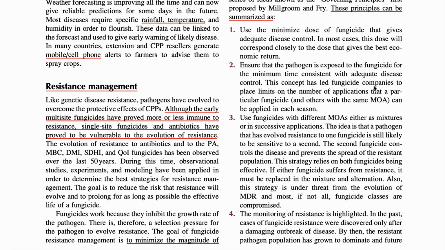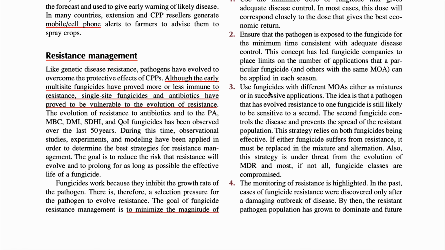The concept has led fungicide companies to place limits on the number of applications of a particular fungicide in each season. Third, use fungicides with different modes of action, either as mixtures or in successive applications. The idea is that a pathogen that has evolved resistance to one fungicide is still likely to be sensitive to a second. The second fungicide controls the disease and prevents the spread of the resistant population.